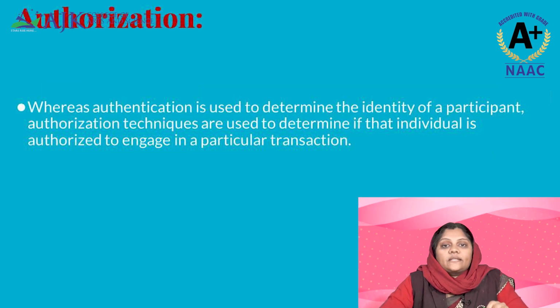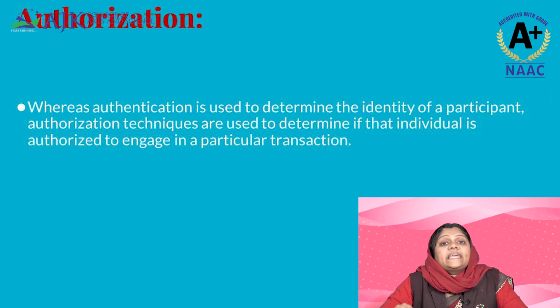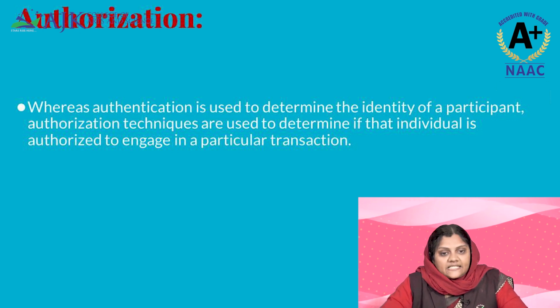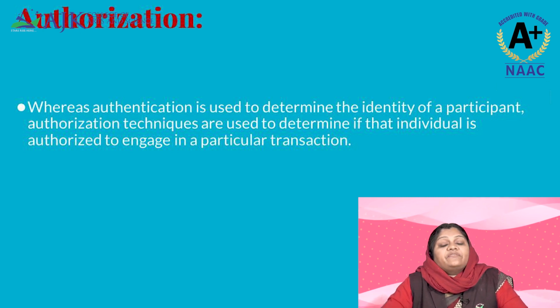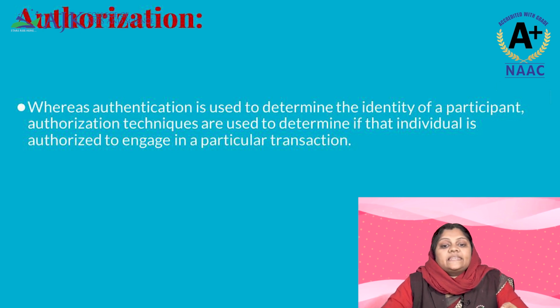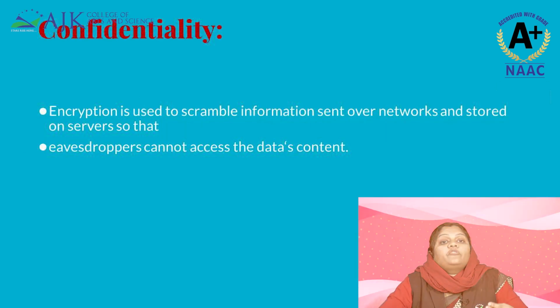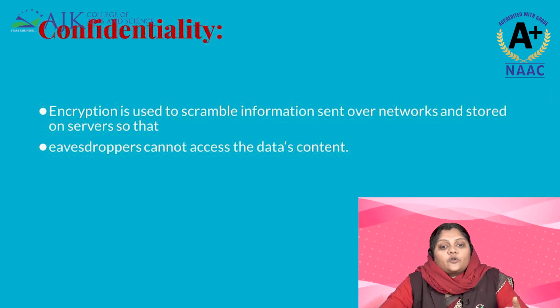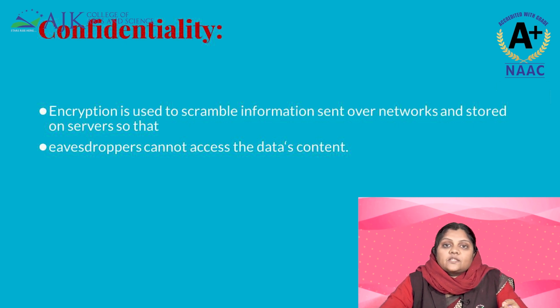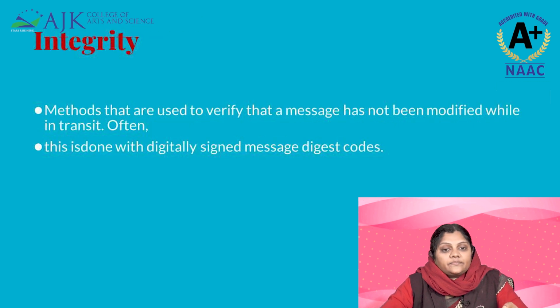Second one is authorization. Authentication is used to determine the identity of a participant. Authorization techniques are used to determine if that individual is authorized to engage in a particular transaction. Confidentiality. Encryption is used to scramble information sent over networks and stored on servers so that eavesdroppers cannot access the data content.